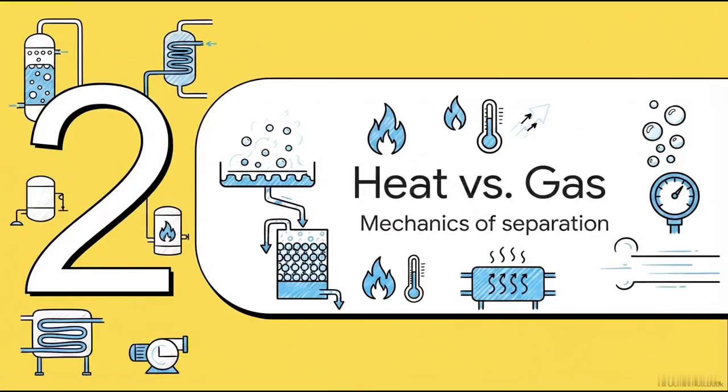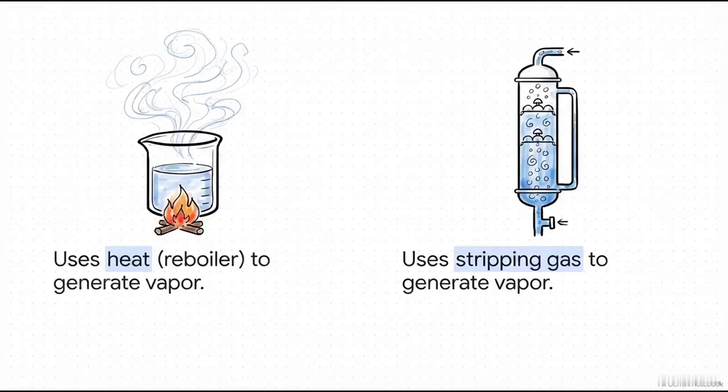Moving on to Part 2, mechanics, heat versus gas. Now that we know what they're trying to achieve, let's look at the physical forces actually driving these processes. The starkest contrast here is definitely the energy source. Distillation relies entirely on intense heat. It uses a piece of equipment called a reboiler to generate vapor and recover that target product. Stripping, though, totally different game. It doesn't use heat. Instead, it injects a stripping gas to physically create that vapor phase and push the unwanted components out. So really, it's heat versus gas, recovery versus removal.